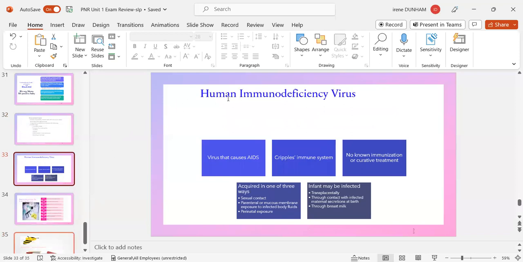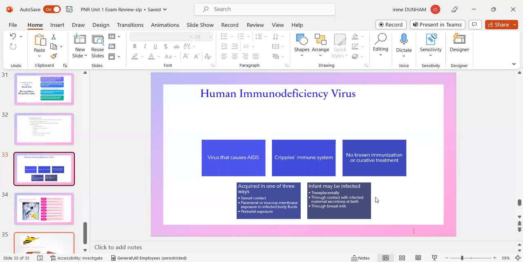And then we have the human immunodeficiency virus, and that's a virus that causes AIDS. What it does, it cripples the immune system. There's no known immunization or curative treatment, and it is acquired in 3 ways. You have sexual contact, mucous membranes exposed to infected body fluids, and perinatal exposure.